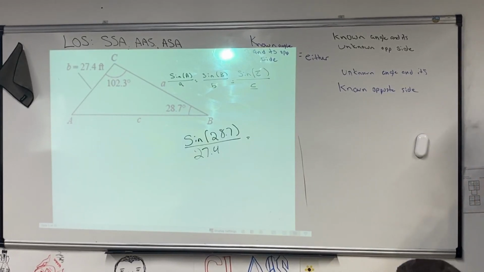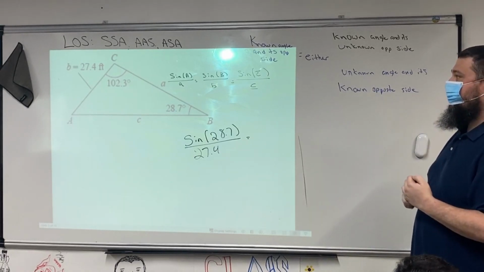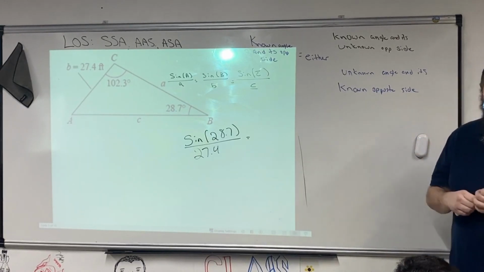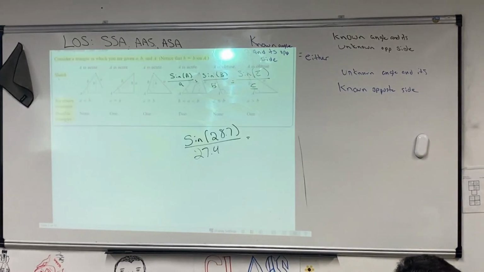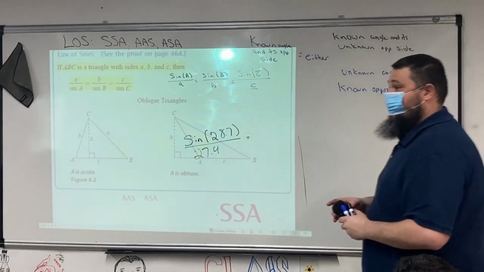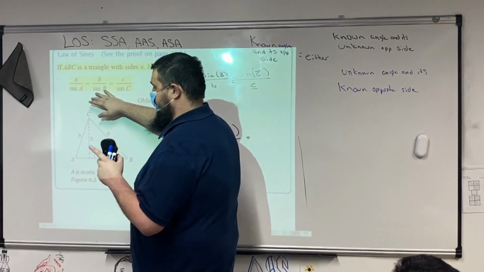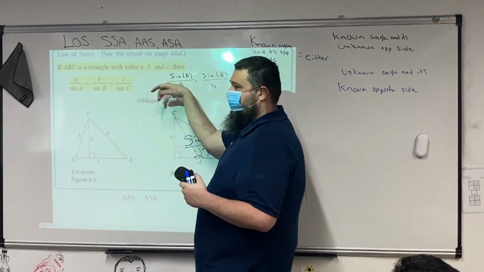Sydney, go ahead. Say that one more time. Because when I wrote it down, it says that the angle is above the side of the triangle. You have it this way. I did say that it comes up both ways in the books.